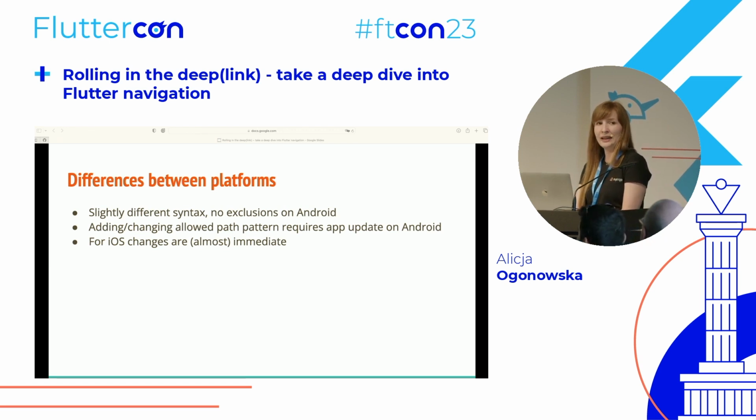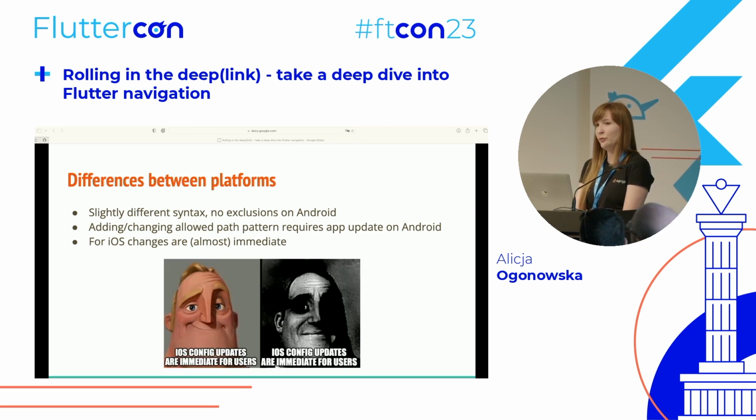Also, when you are making any changes in the supported paths, in Android, this is inside the application code, so each change requires a new app update, while in iOS, the changes are almost immediate, and almost because, you know, Apple still has to refresh the data. And this is good and bad. Good because, yeah, we like instant changes. This is great. But bad because you may end up in a situation where you already updated your supported paths on the server, but users still have a version of the app that just doesn't know what to do with it.